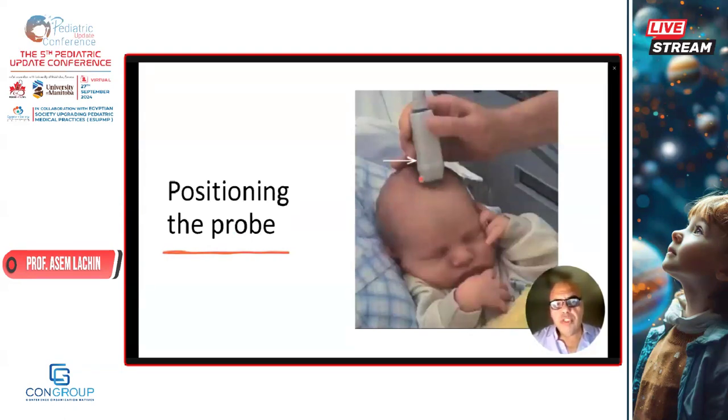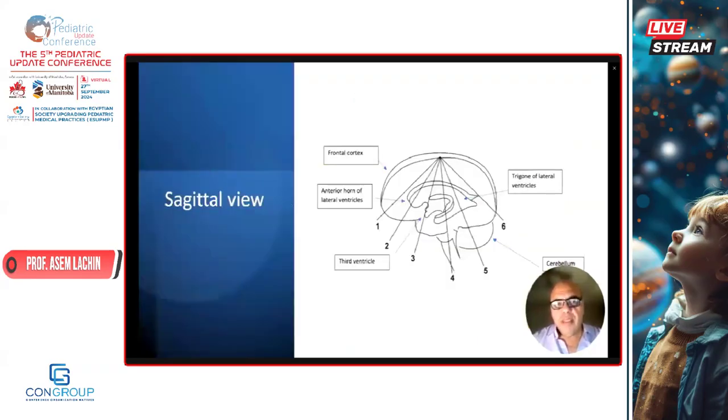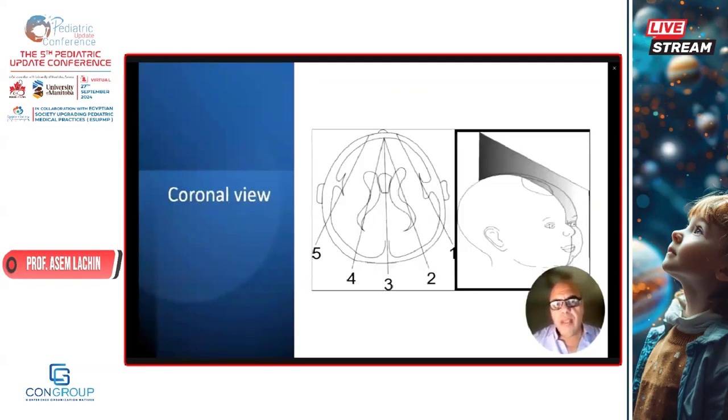This is a proposition for starting the cranial ultrasound: do it for the coronal, then you will change to sagittal. So this is a sagittal view, or sagittal planes. You will get it from left to right, and the coronal view from anterior to posterior.